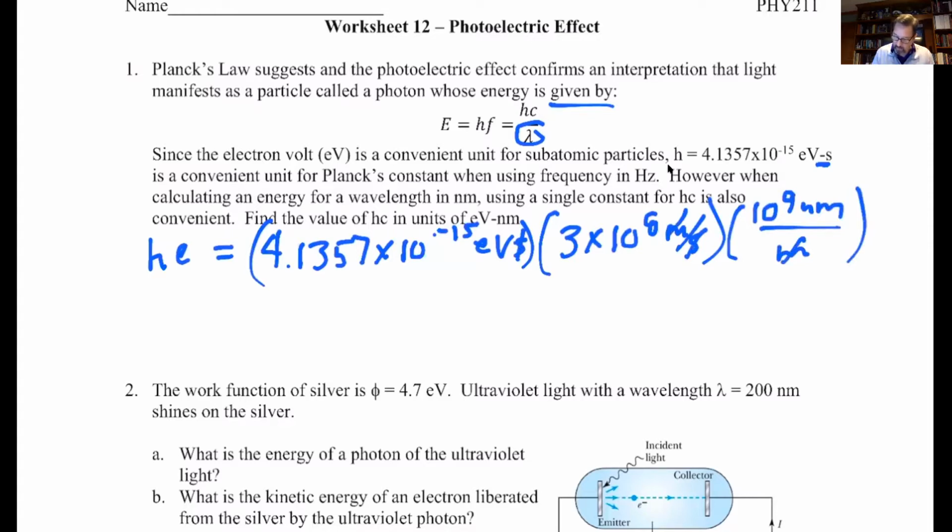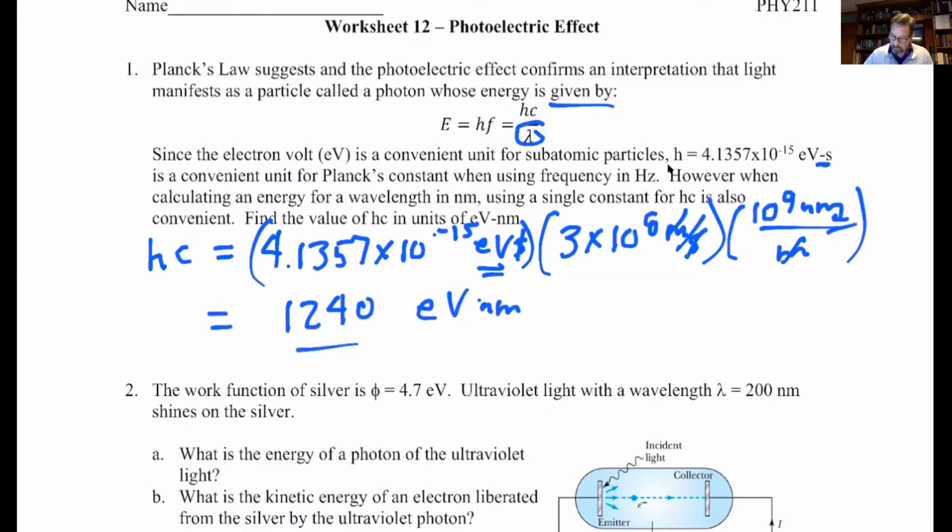And if I do this math, and that's a c, not an e right there, so maybe I should make that a little clearer. If I go to my calculator with that, first of all, the units left are eV nanometers, so that's handy. I go to my calculator, and sure enough, I get 1240 eV nanometers, okay? A nice, easy number to remember.